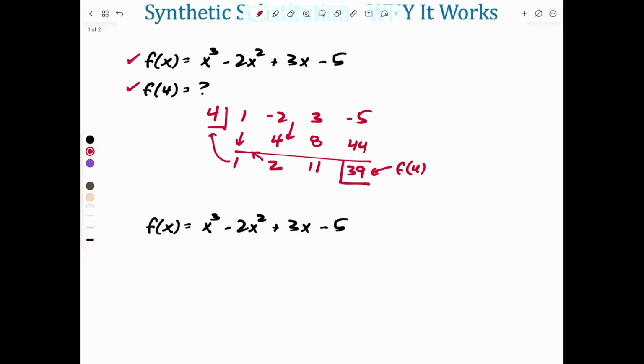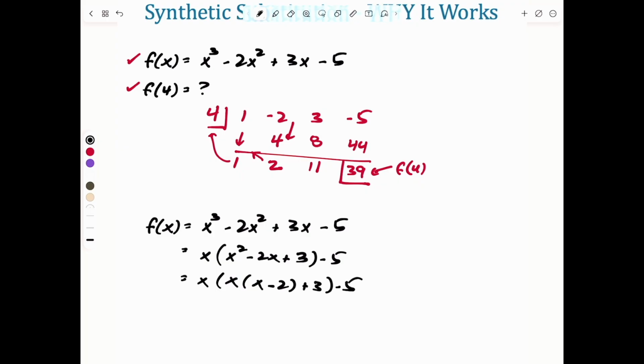Let's try this without synthetic substitution using a slightly different approach. This will explain why synthetic substitution works. I'm going to take this polynomial and factor out an x from any term that contains it, like so. And since the polynomial on the inside also has multiple terms that contain x, I'm going to factor it out of there as well. So this is what we have in fully factored form.